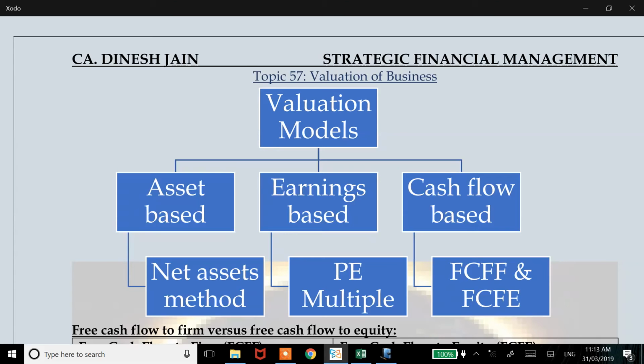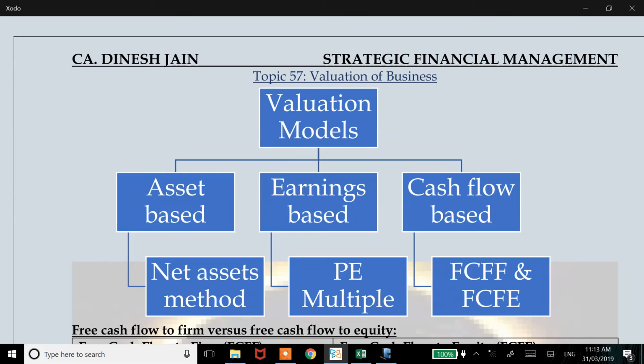Sometimes instead of giving the PE multiple, they'll give something called a capitalization factor, which is nothing but 1 by PE multiple. So if they give you the PE multiple, multiply. If they give you the capitalization factor, you will have to divide. And then you have cash flow based valuation. In cash flow based, you will have two approaches. One is called FCFF, free cash flow to the firm.